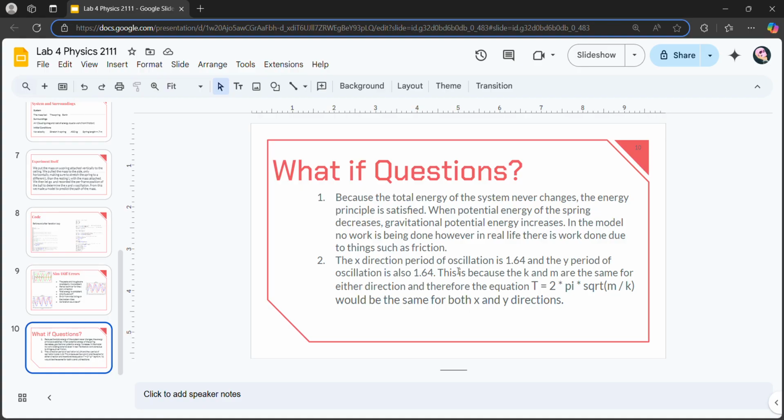And then the x direction period of oscillation was found to be 1.64, and the y period of oscillation was also 1.64. This is because the spring constant and the mass are the same for either direction. Therefore, in the equation, T equals 2 times pi times the square root of m divided by k, the answer would be the same for both x and y directions.